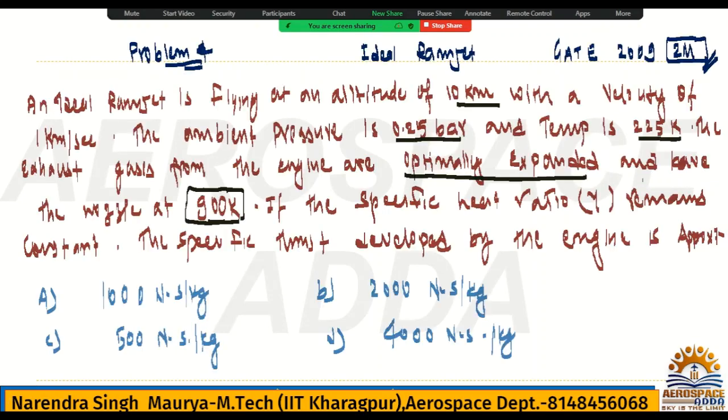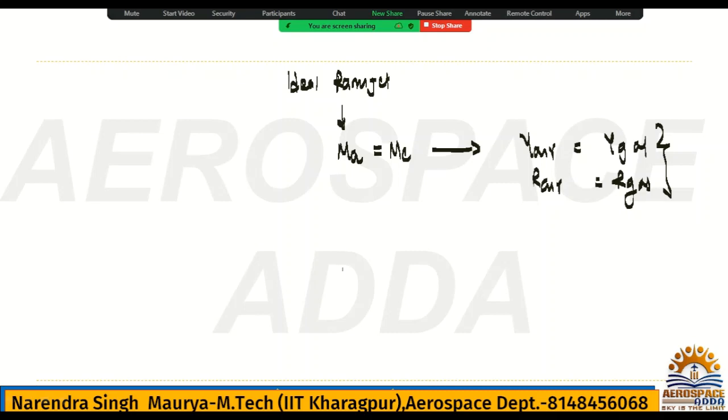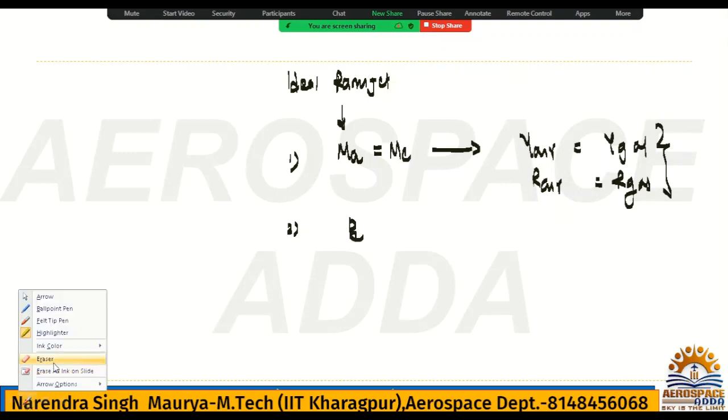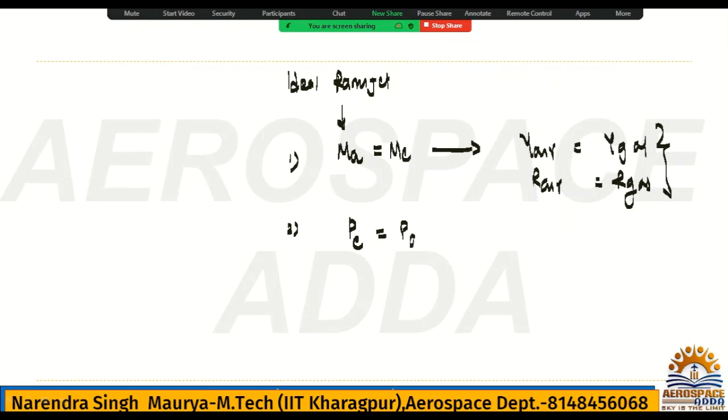Now we'll go for the calculation. So fully expansion or optimally expanded. What do you mean by optimally expanded? It means PE. Let me correct this. It is PE. Okay. So PE is equal to PA. That will indicate fully expansion, or it is also called optimal expansion. Okay.